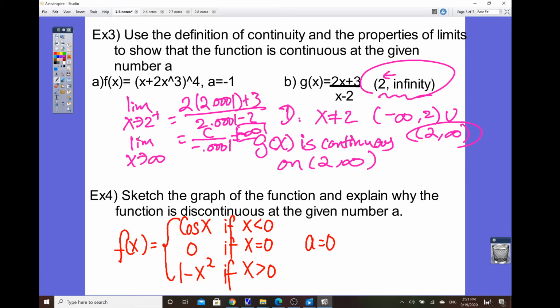And the other thing is the limit of g of x as x approaches infinity. So this one, we haven't gone over that yet. But if you want to verify it, we can always take out the greatest common factor, top and bottom. So for g of x, we do have 2x plus 3 over x minus 2. So here we can just simply take out that 2.